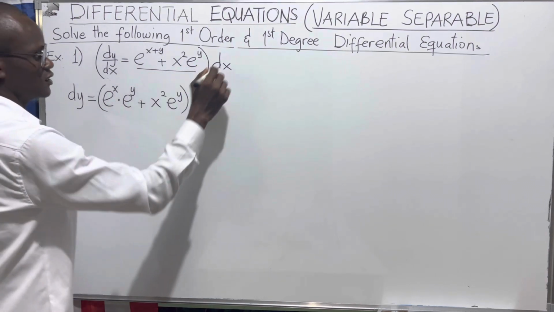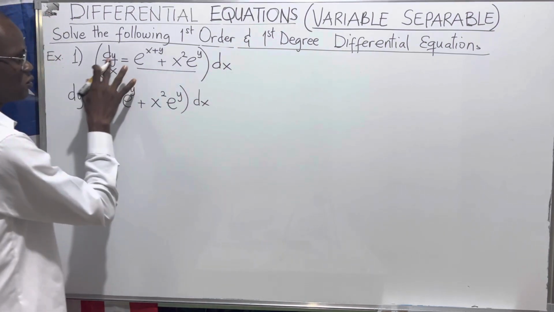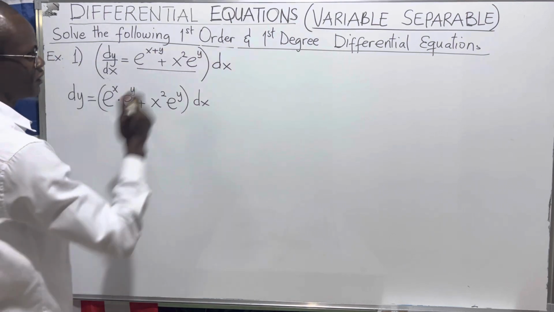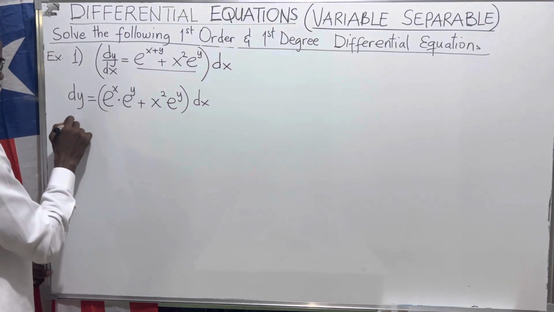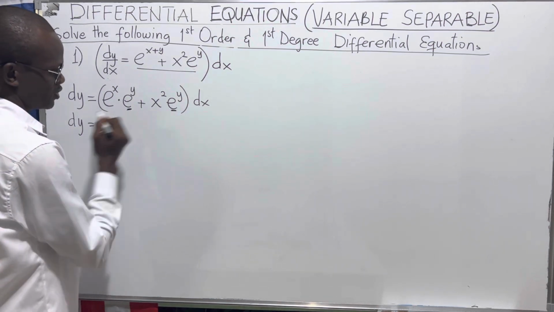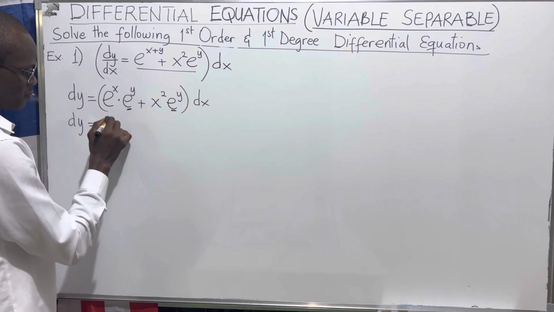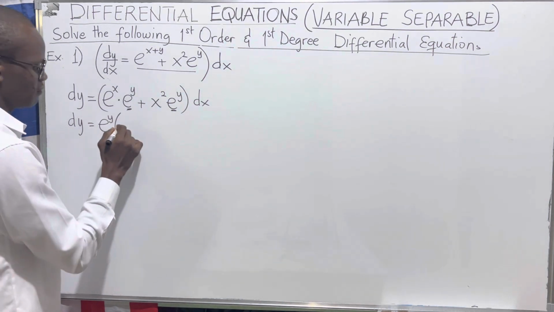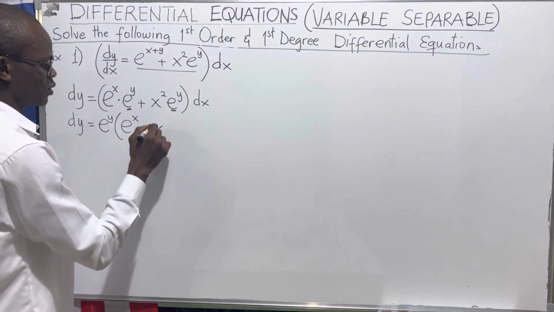Then we just attach the dx to it because this dx must be multiplied on the left and on the right. So we have dy equals, now we notice that there is a common factor, which is e raised to the power y. So e raised to the power y comes outside. You're left with e raised to the power x plus x squared.